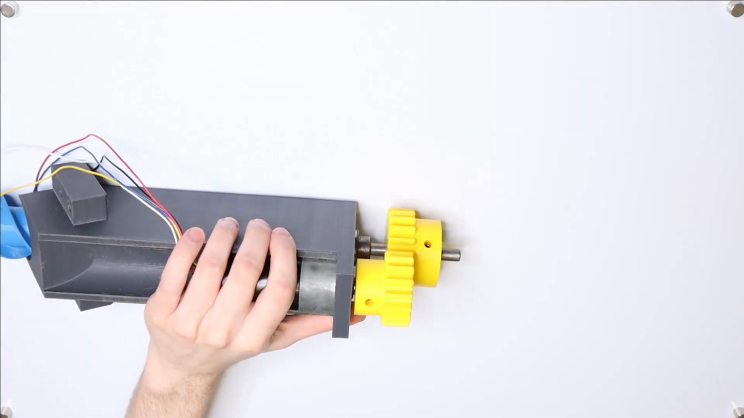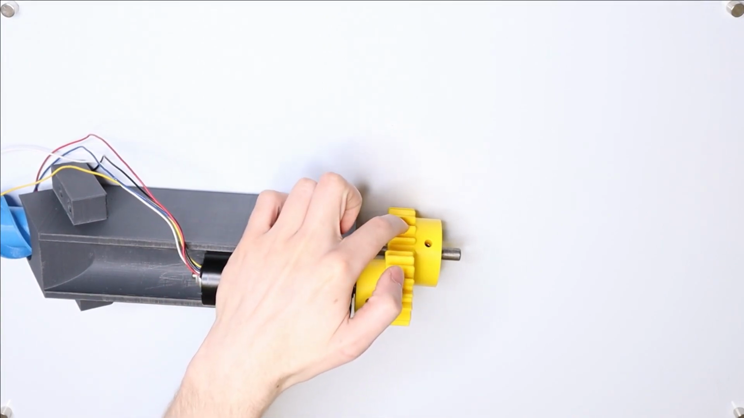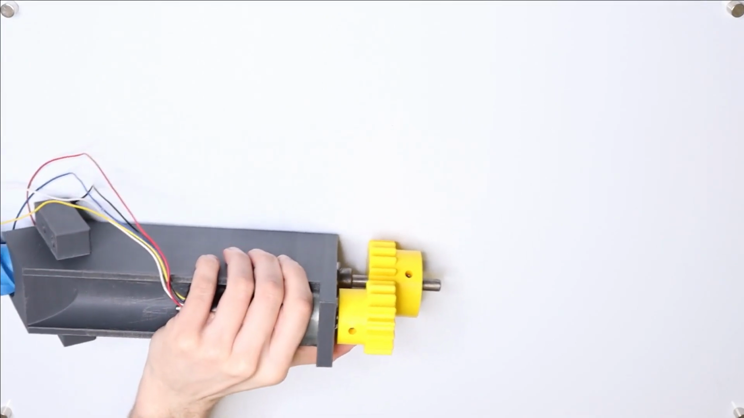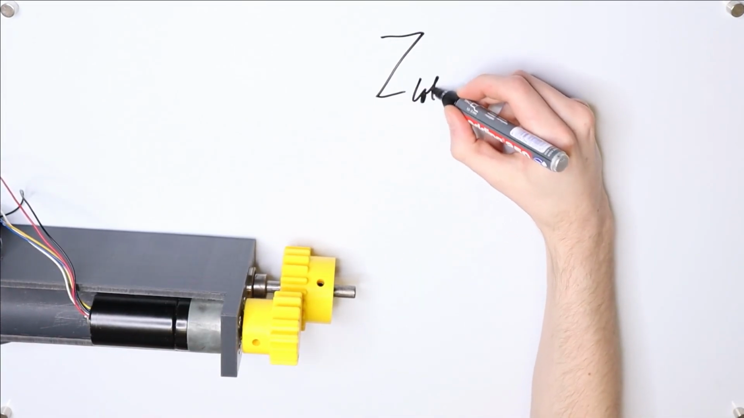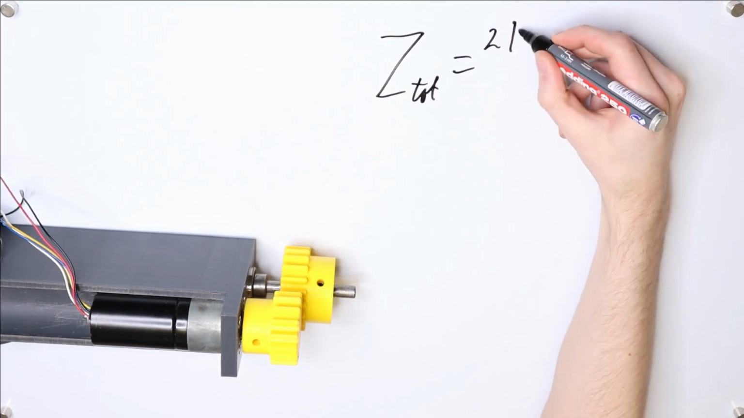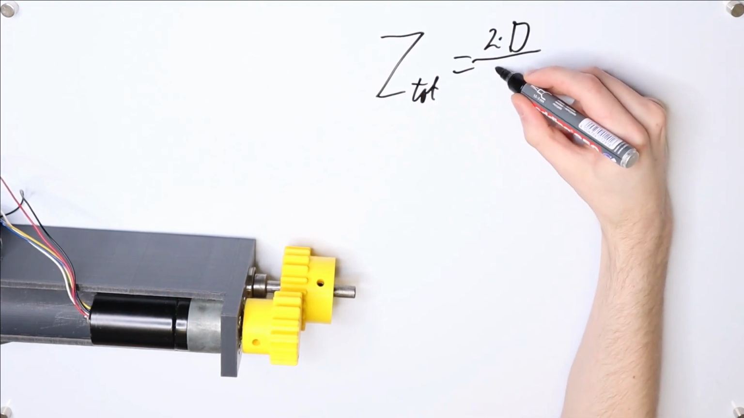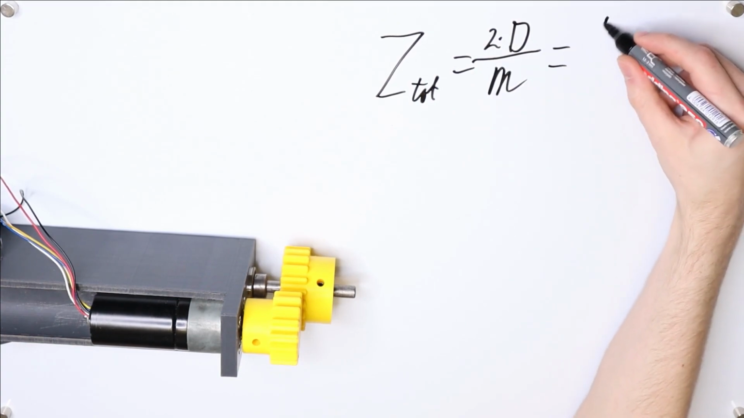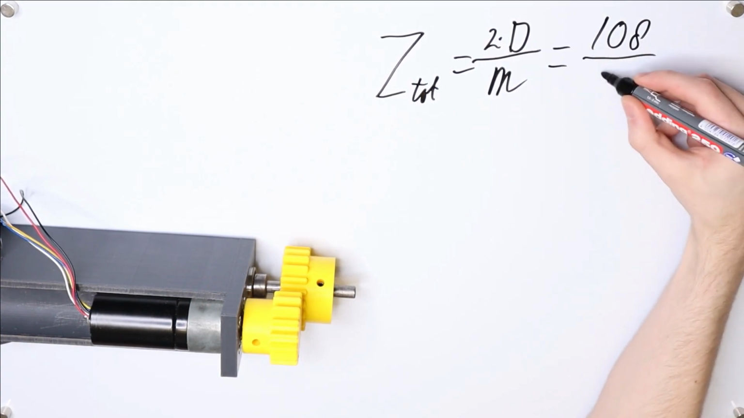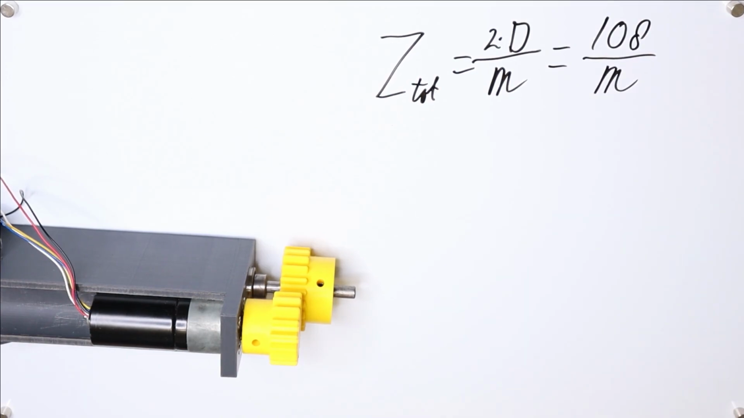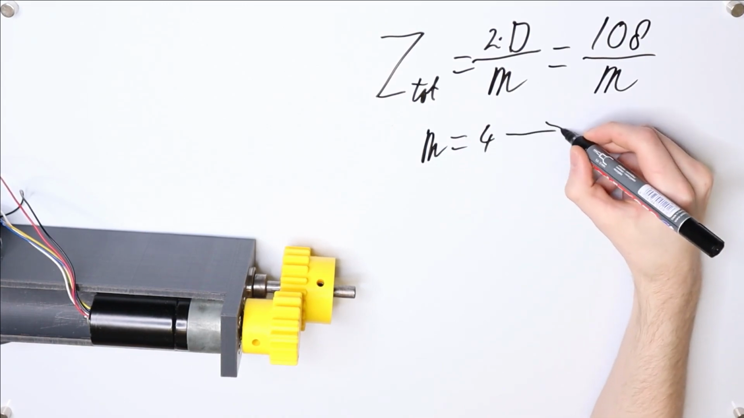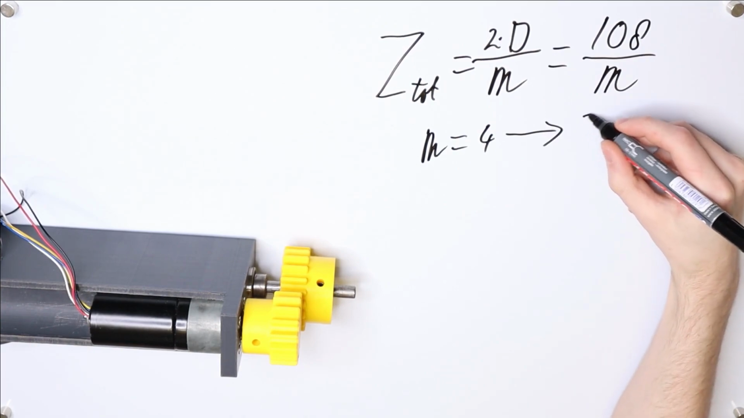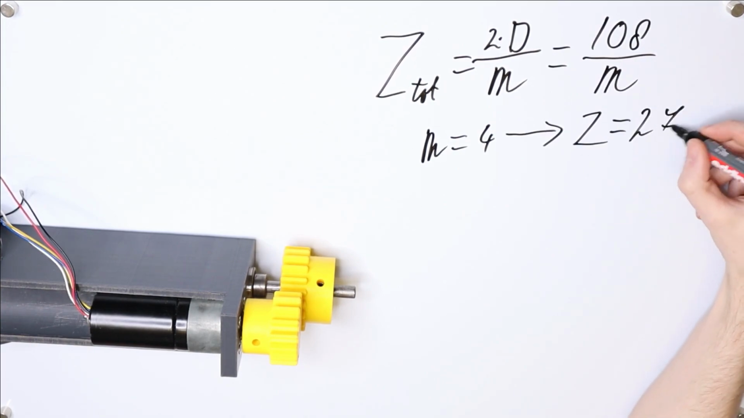Coming back to our Archimedes screw pump, why did I choose a module of 3 for these gears? Well, let's take a look at our options. Remember that the total number of teeth is 2 times the distance divided by the module. So in this case it's 108 millimeters divided by the module. And so what options do we have? Well, let's say that we go for a module of 4. In that case, we have a total number of teeth of 27.